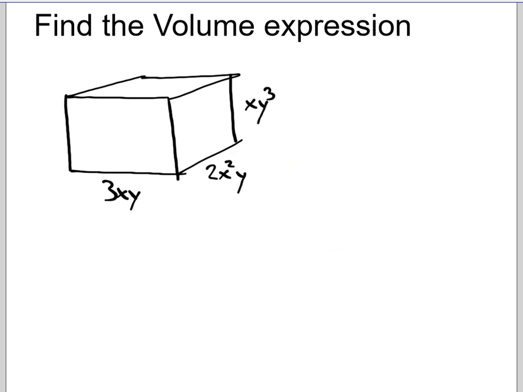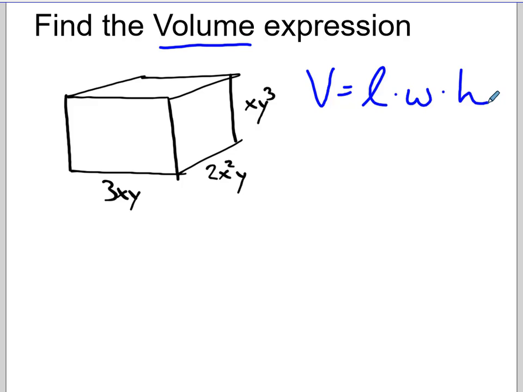Almost done for the day. Find the volume expression. Okay, so there's a couple connections here. This is a rectangular prism. So the volume expression is your length times your width times your height, or whatever dimensions you call. It's the 3 dimensions of the shape. Okay, so you could call it depth or whatever is used.